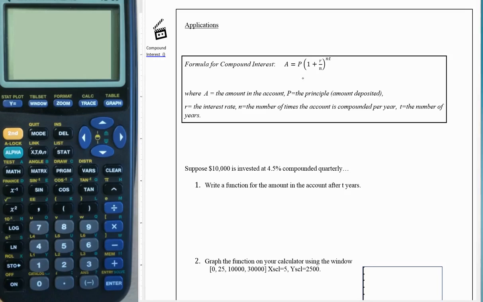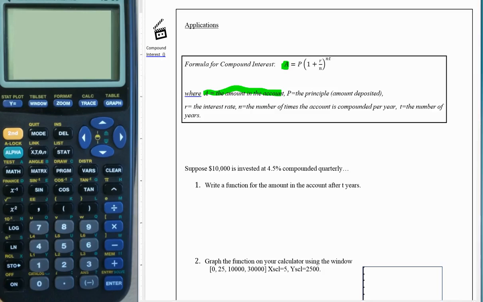So here's our formula. A equals P times (1 plus R over N) raised to the NT. So that's where you see the exponential part comes in. We have that N and the T in our exponent. And here, A is the amount in the account. So we might say, like, after 5 years, how much is in the account. Okay, so that's the A here.